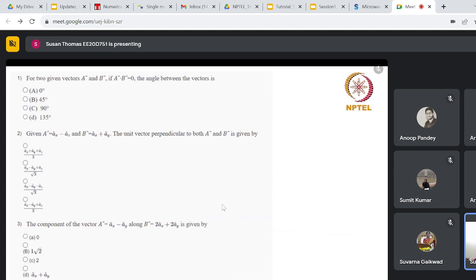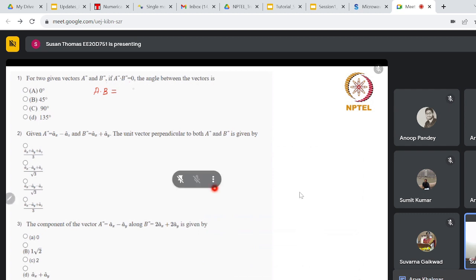The very first question: for two given vectors A and B, if A dot B is equal to 0, the angle between the vectors is. This is a very simple question. Maybe you can type in which among the options you think is the right answer for the first question. Yes, I got one answer.